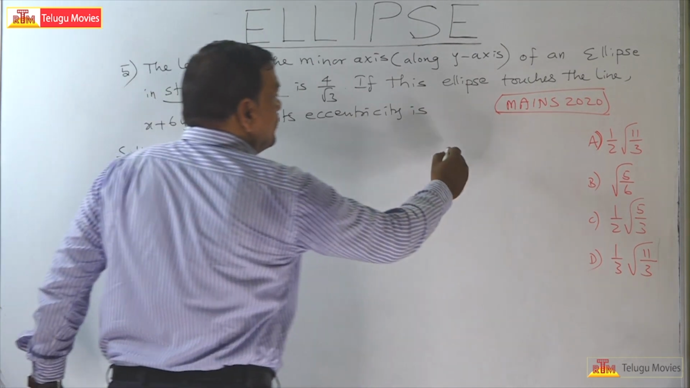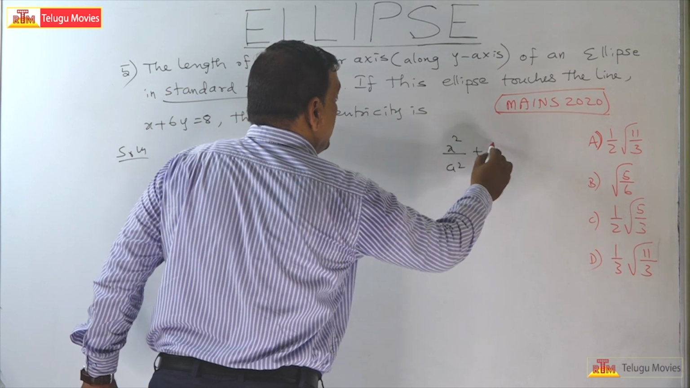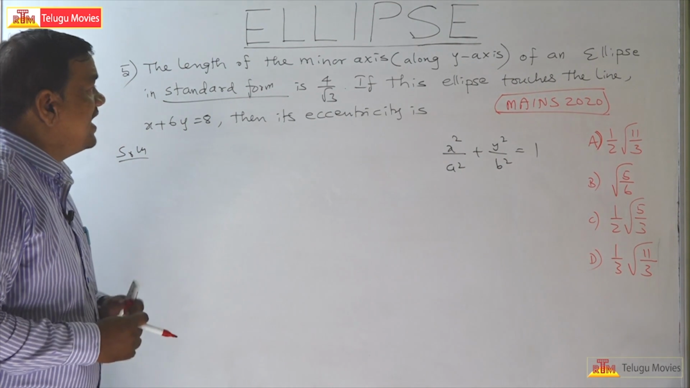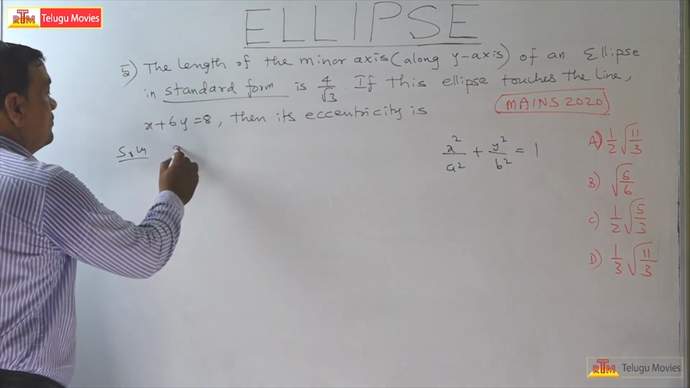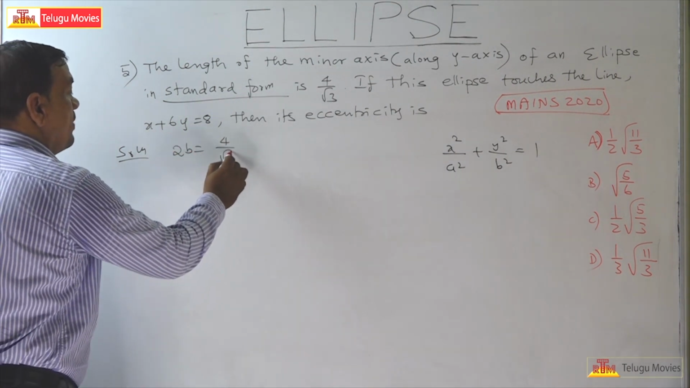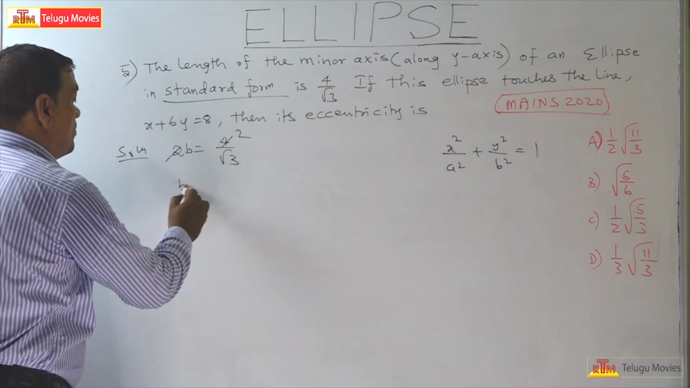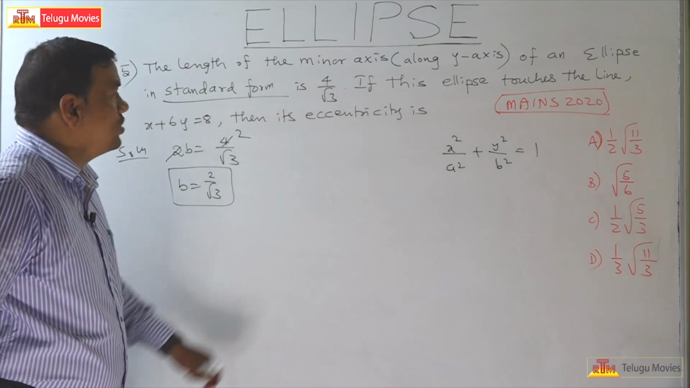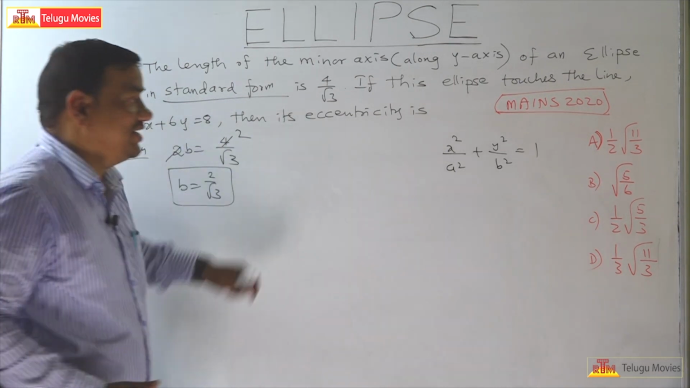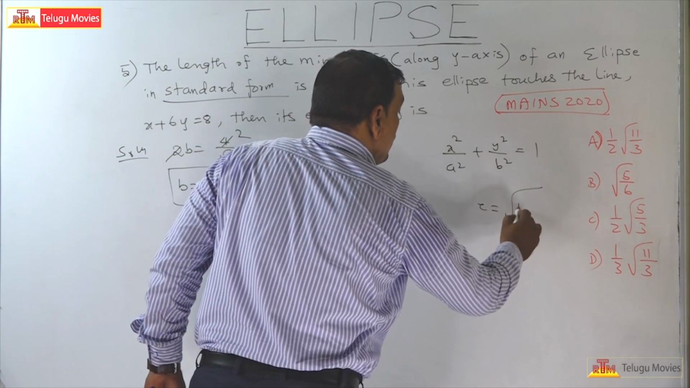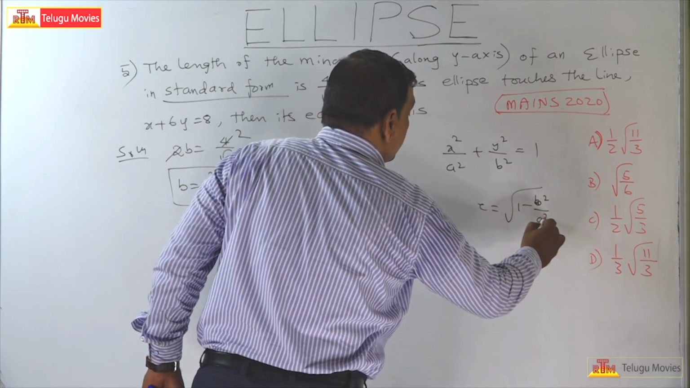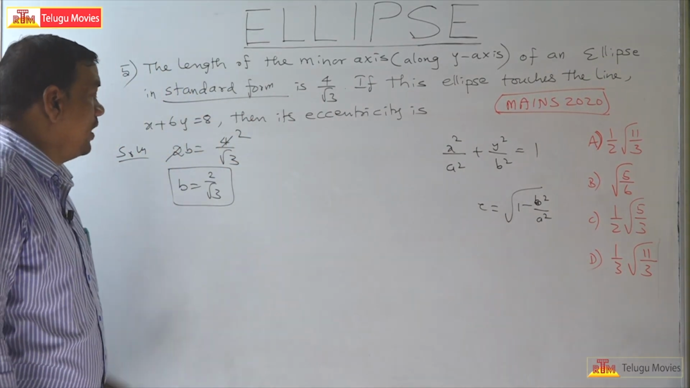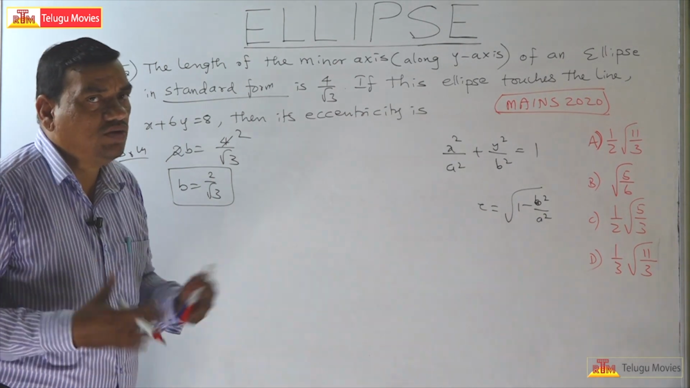So in the standard form, what is the equation of the ellipse? x square by a square plus y square by b square. What is the length of the minor axis? 2b. So 2b is equal to 4 by root 3, so b is equal to 2 by root 3. So we got the b value. Ultimately we want the eccentricity. Eccentricity means e is equal to root of 1 minus b square by a square. Understand? So we want the b value and the a value. Already we got the b value, so if you know the a value, the problem is over.